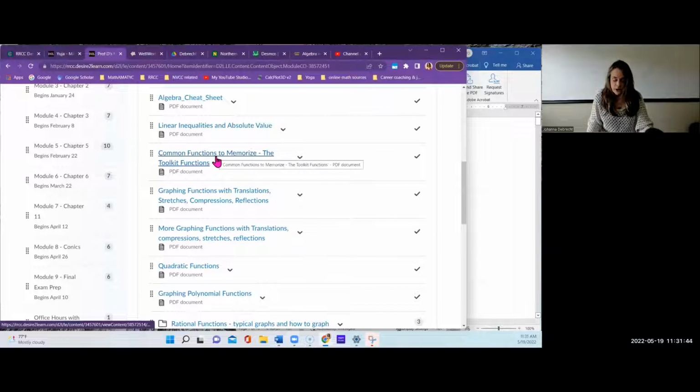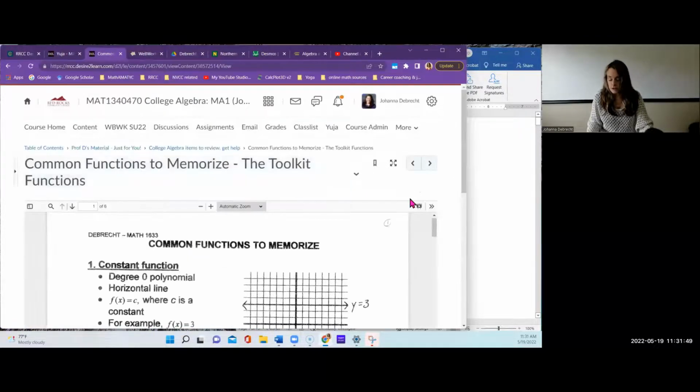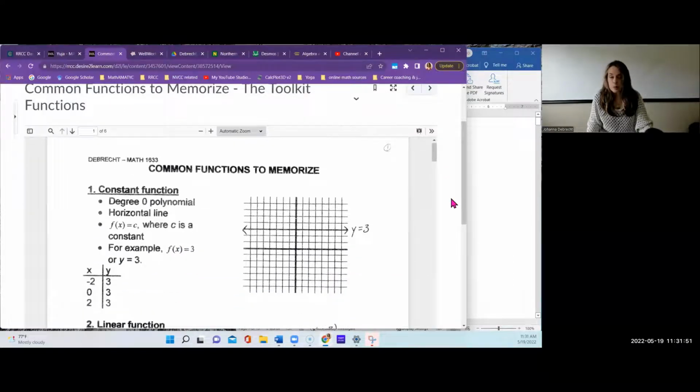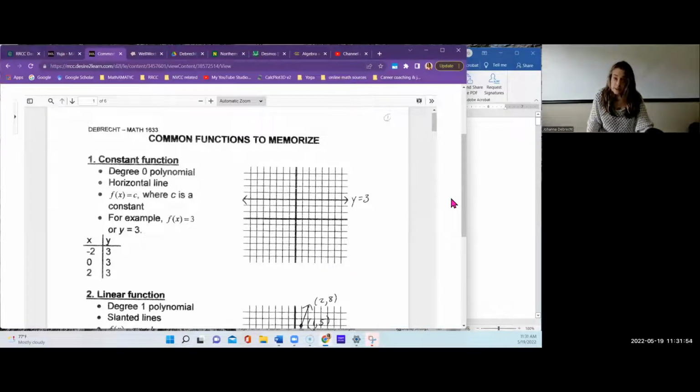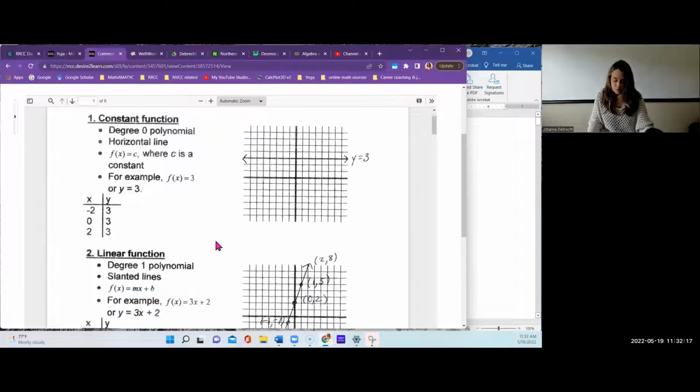First, we're going to click on common functions to memorize, which are called the toolkit functions. These are the functions whose shapes and basic points you should have memorized. There's a reason I call it common functions to memorize. I don't often tell my students to memorize things, but when I do, I mean it. You really do need to know these by heart. The constant function, of course, is just a horizontal line at y equal to some number value. Here, y equal to 3. That's our first common function we memorize.